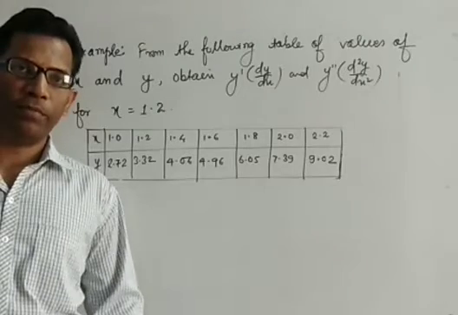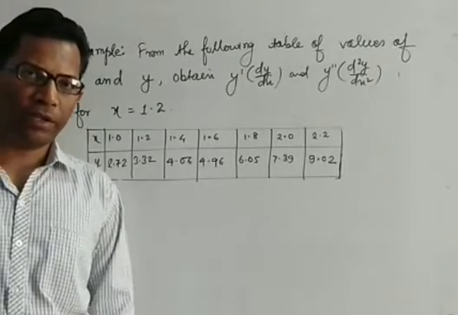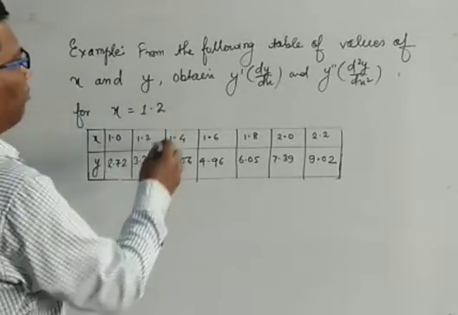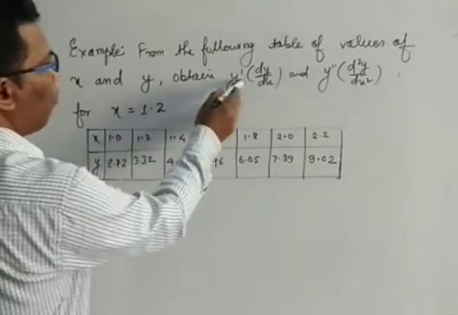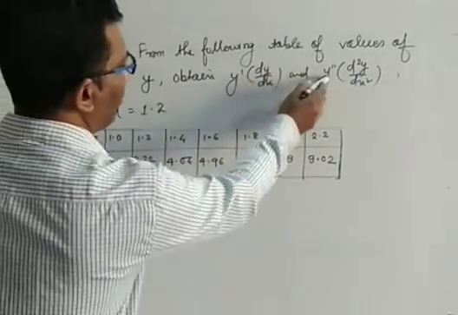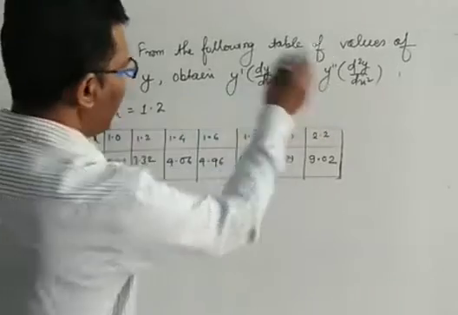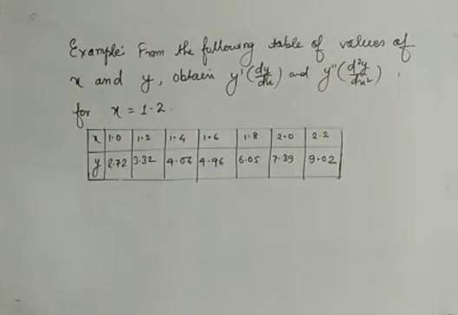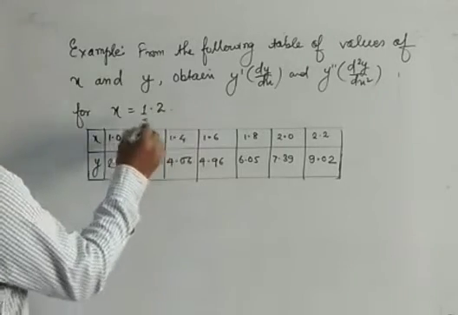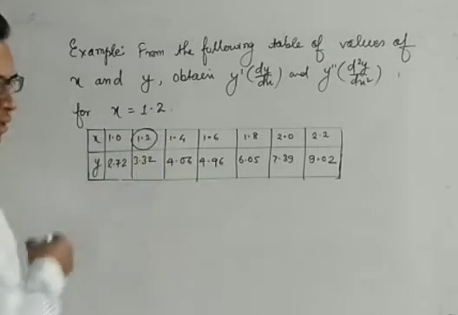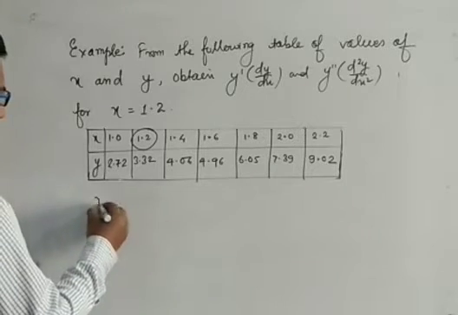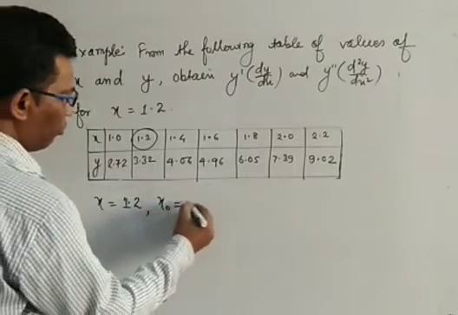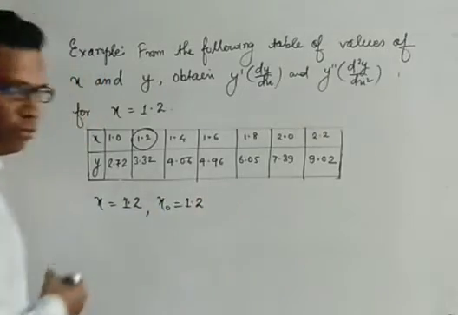एग्जांपल से समझते हैं कैसे हम लोग फर्स्ट एंड सेकंड डेरिवेटिव्स को कैलकुलेट करते हैं इंटरपोलेशन फॉर्मूला से. तो इन दिस क्वेश्चन we have to find the value of y dash and y double dash, the first derivative and second derivative, for x equals to 1.2. Here in the example, the value of x 1.2 is given. So for x equals to 1.2, we take x0 equals to 1.2.